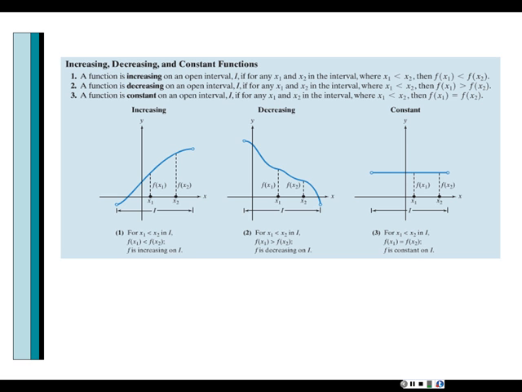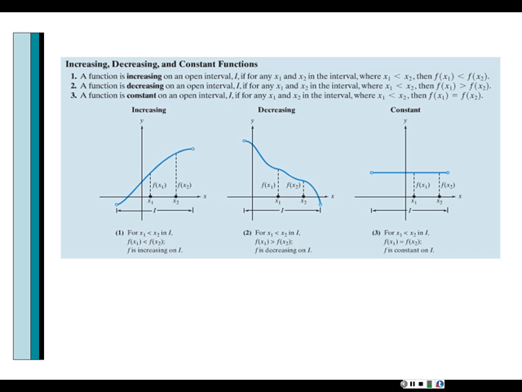Now this has to be true for every single point within that interval. For an example, let's say this is the interval we claim. Within that interval, if you choose any two points, this property has to be matched. Then the graph can be claimed as an increasing graph, or the function can be claimed as an increasing function.